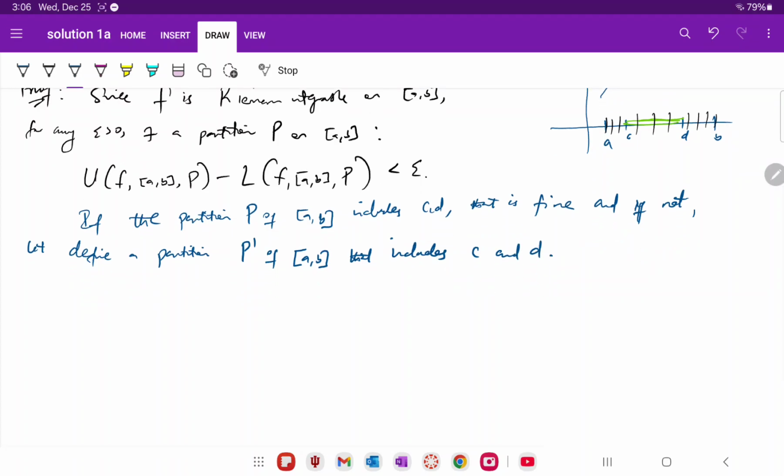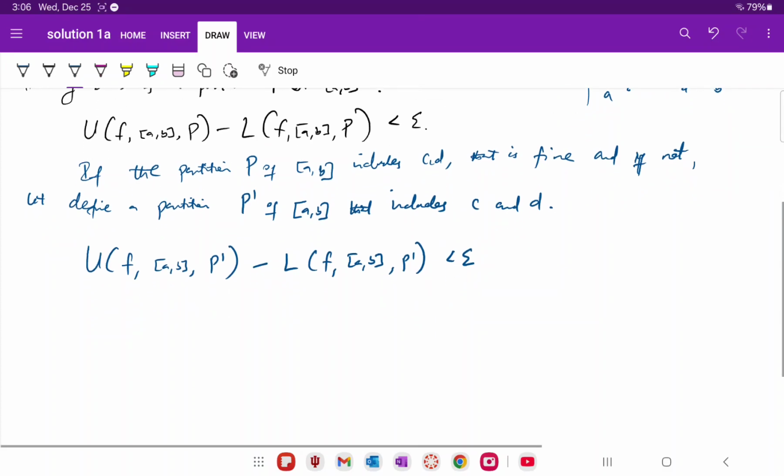So for that, this still holds: the upper sum minus the lower sum of P prime is less than epsilon. You can verify this by using the refinement of the partition. The lower Riemann sum of the refinement of a partition will increase while the upper Riemann sum of the refinement will decrease. So that's the idea.